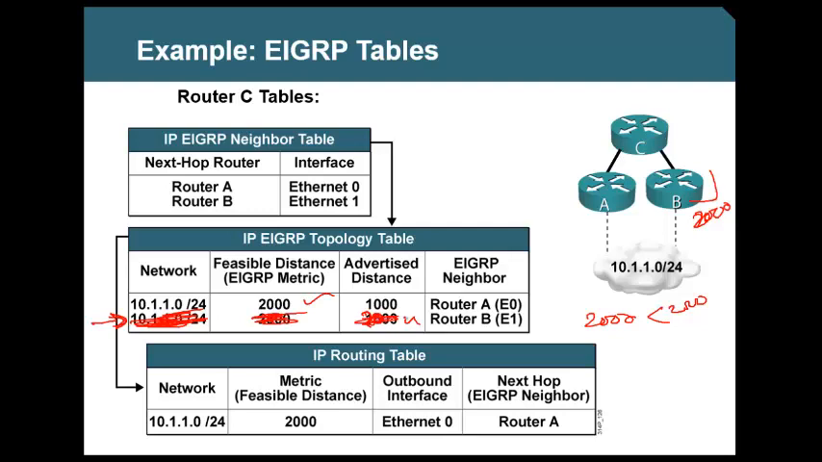Now a question. What if this route goes down? I don't have a backup route. What will happen? C will start querying the neighbor. The only available neighbor now is B. It'll ask B, do you have any idea about this network? Then B will say, yes, I do. And then it learns the route, and only then will it forward. So there will be some downtime, because the backup path is not available and it has to discover a new path.